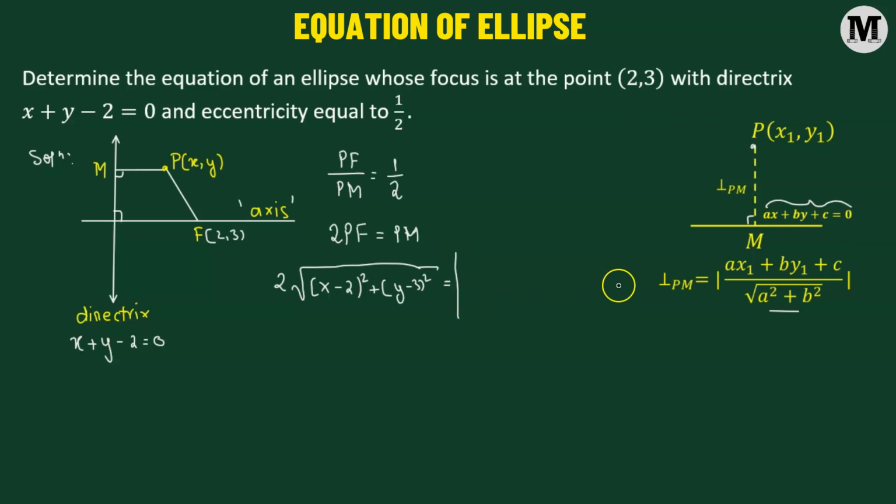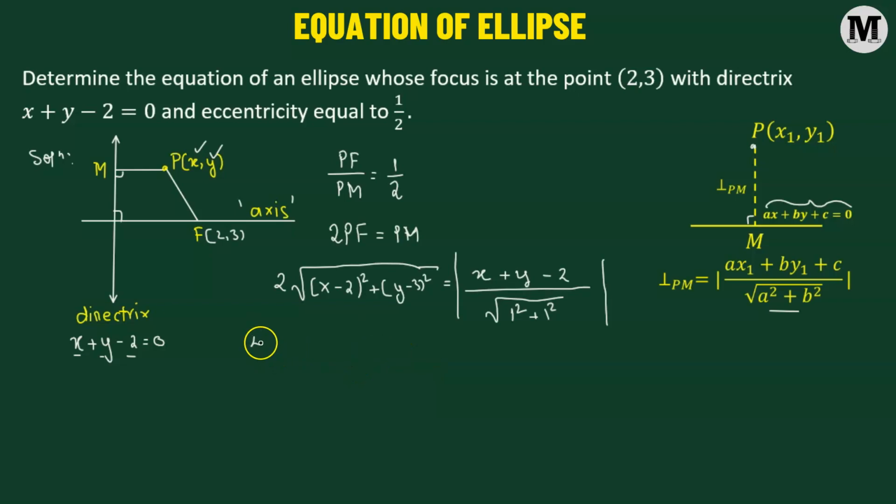So in our case, we'll consider the absolute value. Inside the absolute value, we'll start with the coefficient of x of the directrix line. That's 1. 1 will get multiplied with the x coordinate of point P to give x. Then we will take the coefficient of y of the directrix line, which is also 1, and it will get multiplied with the y coordinate of point P to give us y, and it will be added to x. And then we have the constant term, that's -2, divided by the square root of the sum of the squares of the coefficients of x and y. Since the coefficients are 1 and 1, we take 1 squared and add it to 1 squared. Now we're going to square both sides.